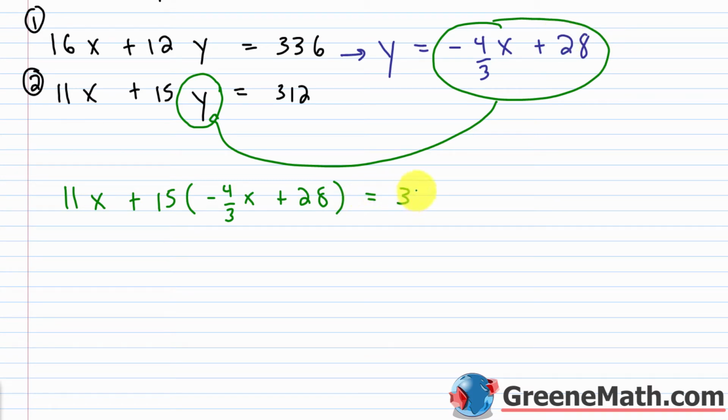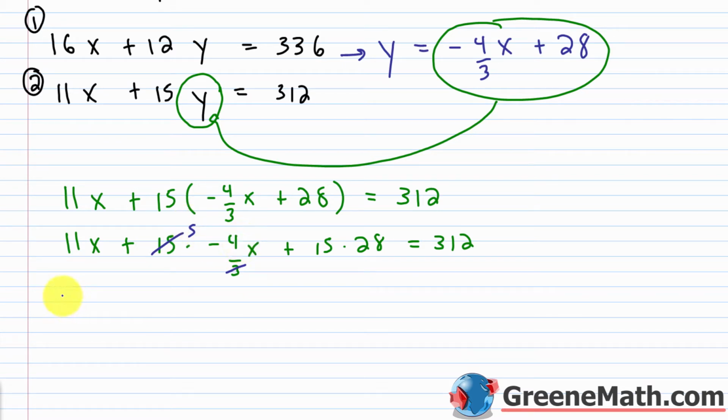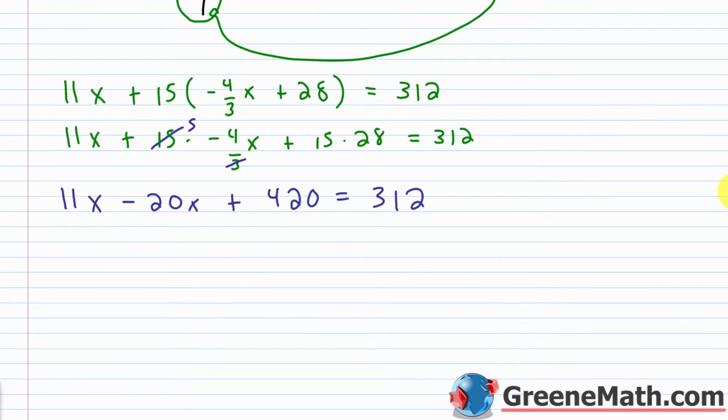And this equals 312. So I will have 11X plus 15 times negative 4/3 X plus 15 times 28 equals 312. Now let's deal with this. So 15 times negative 4/3, 15 would cancel with 3 and give me 5. 5 times negative 4 is negative 20. So this would be 11X minus 20X plus 15 times 28 is 420. And this equals 312.